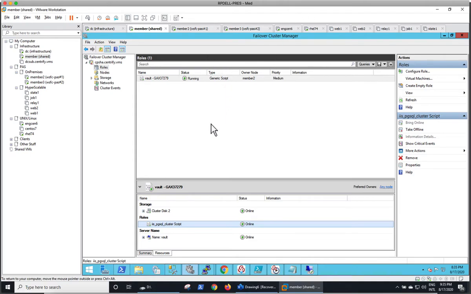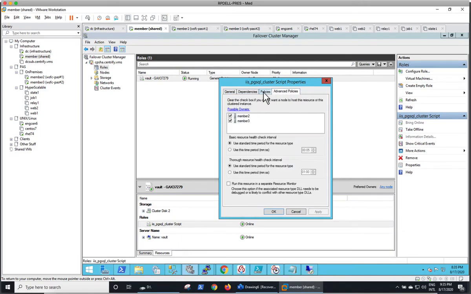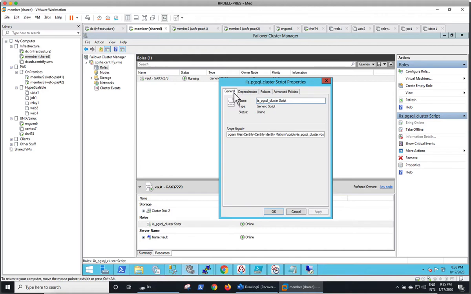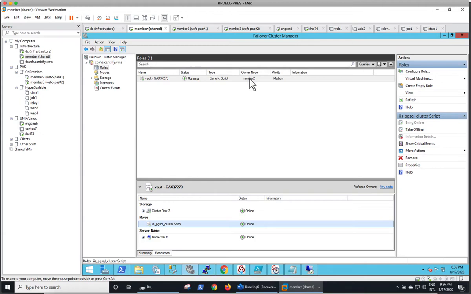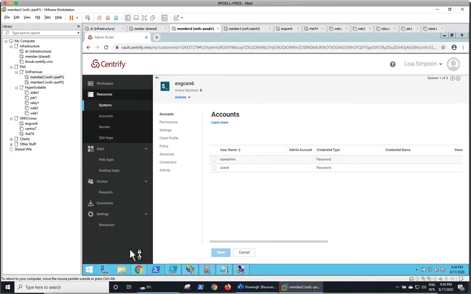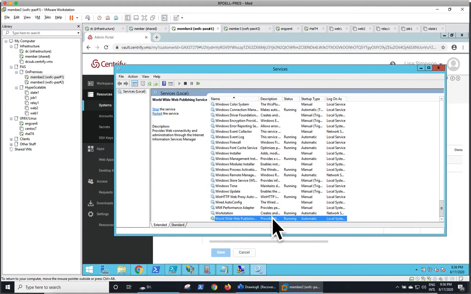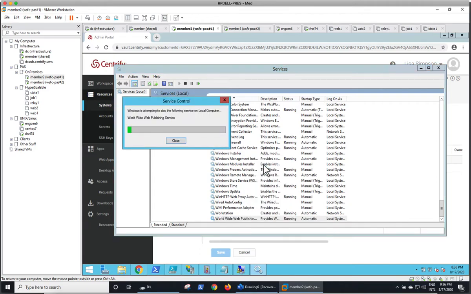For example, you can test the reliability of the service itself. So if I look at the properties and look at failover, right? It'll basically restart the service if something goes wrong. So right now the owner node is member 2. So what I can do is stop one of the services that it uses. One of the services that it uses is IIS. So notice that it's running. I'm gonna stop it.